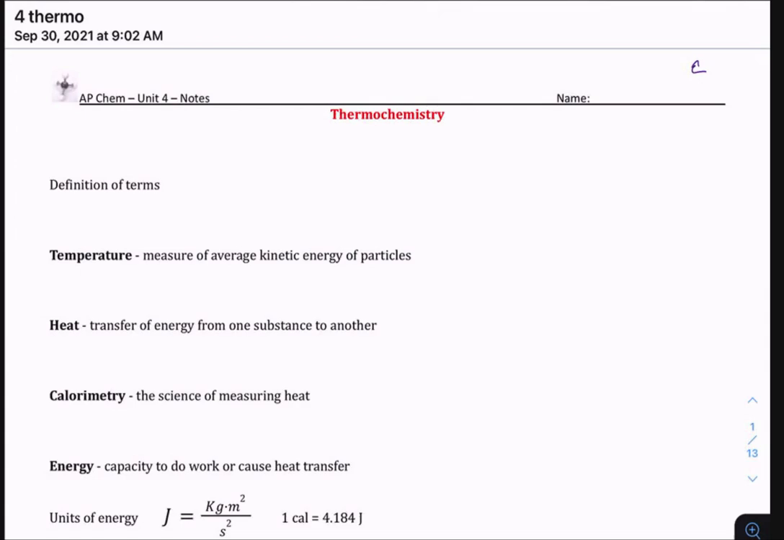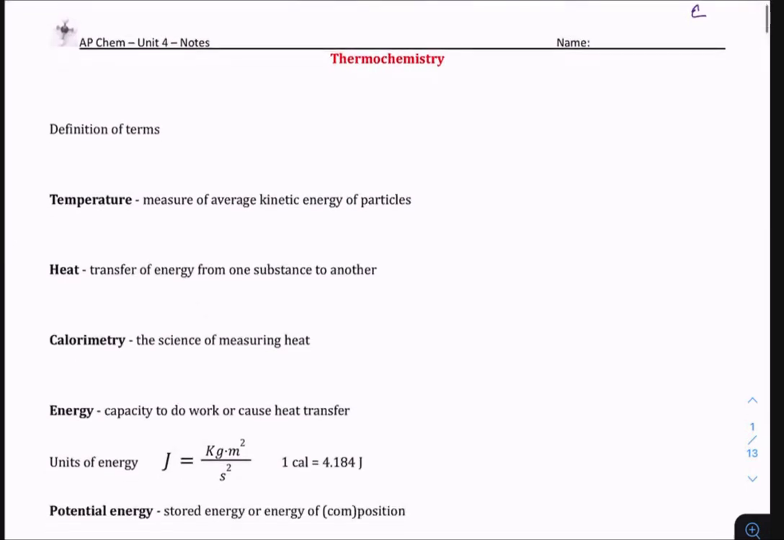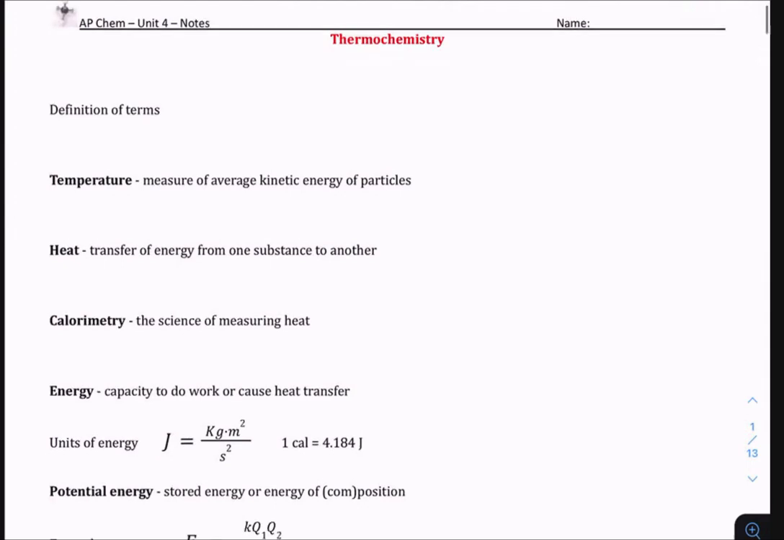Thermochemistry. So this unit is all about heat, right? And the heat that is released or absorbed when chemical reactions take place. So really, before we can do anything, I guess I've got to make sure everybody's on equal footing with their understanding of terms. A lot of these terms you may have seen before, some of them you haven't, and that's okay. So let's go over them.